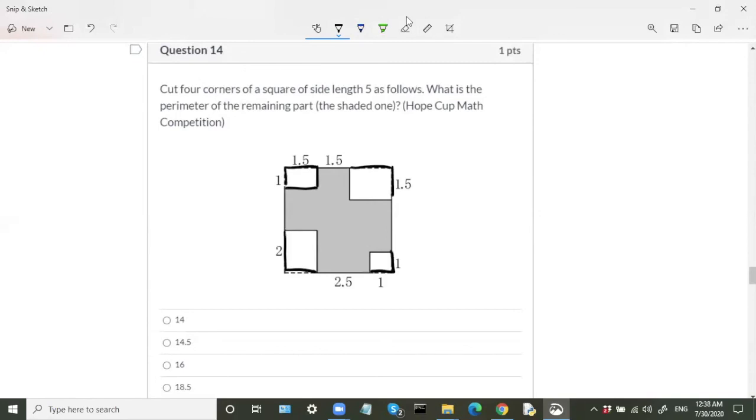So the perimeter of the remaining parts is the same as the square. So we know the side length of the square is 5. So perimeter equals 20. It's the E.